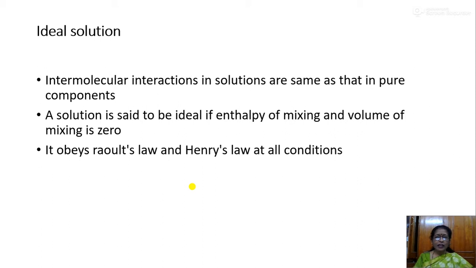If you have taken 10 ml of component A and 10 ml of component B, after mixing it should give you 20 ml of the mixture, that is solution. That means after mixing the volume should neither decrease nor increase. Then the third point is, it should obey Raoult's law and Henry's law at all conditions. These are all the things. If it follows, then it is called the ideal solution.